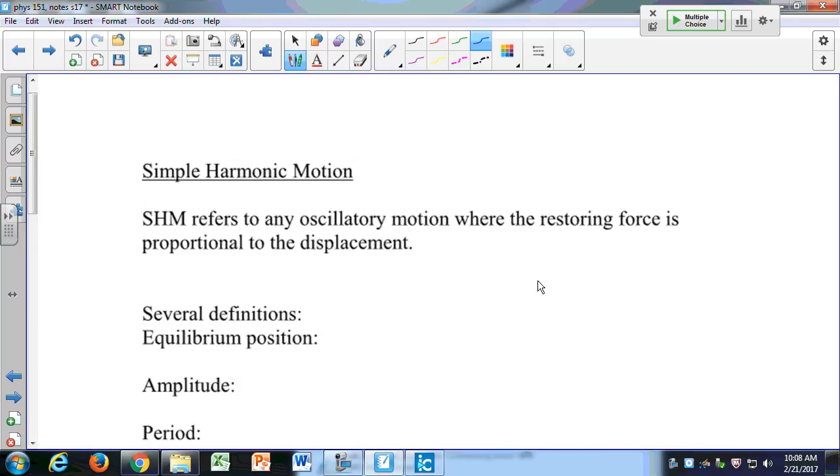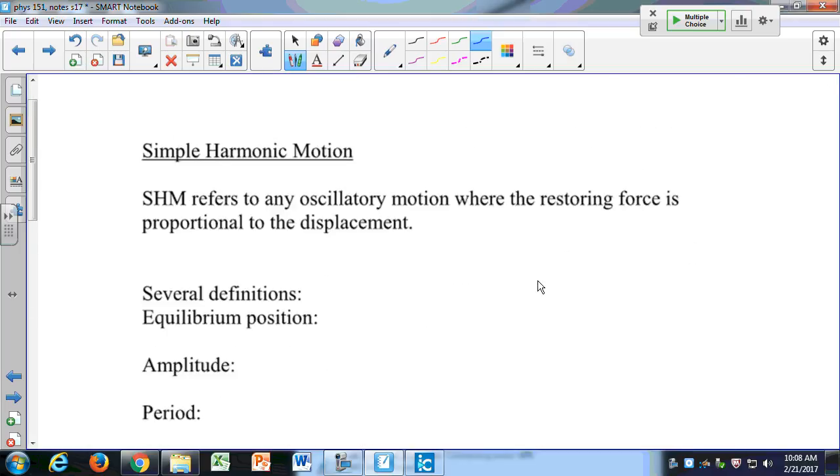Let's do a few more minutes. I'll let y'all out a few minutes early, but let's just do a little bit more in simple harmonic motion. Simple harmonic motion is just waves. It's a fancy way to say we're talking about how things move up and down or back and forth. But we have some definitions within it that are important.